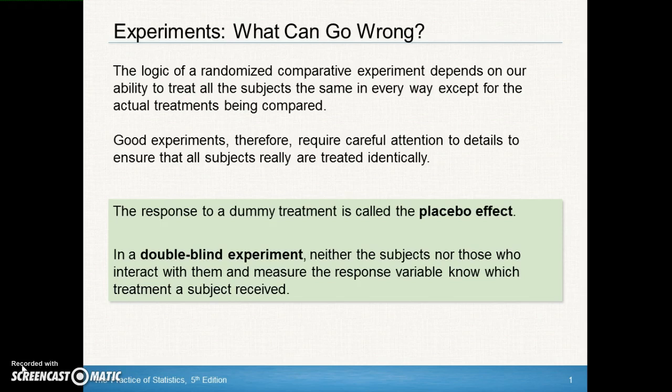There are some scenarios, however, where you can't carry out the experiment in a double-blind manner. So let's say researchers are comparing the effects of exercise and dieting on weight loss. The subjects are going to know which treatment they have, exercise or dieting. So this type of experiment can still be what's known as single-blind if the individuals who are interacting with the subjects and measuring the response don't know who's dieting and who's exercising. In other single-blind experiments, the subjects don't know which treatment they're receiving, but the people interacting with them do.